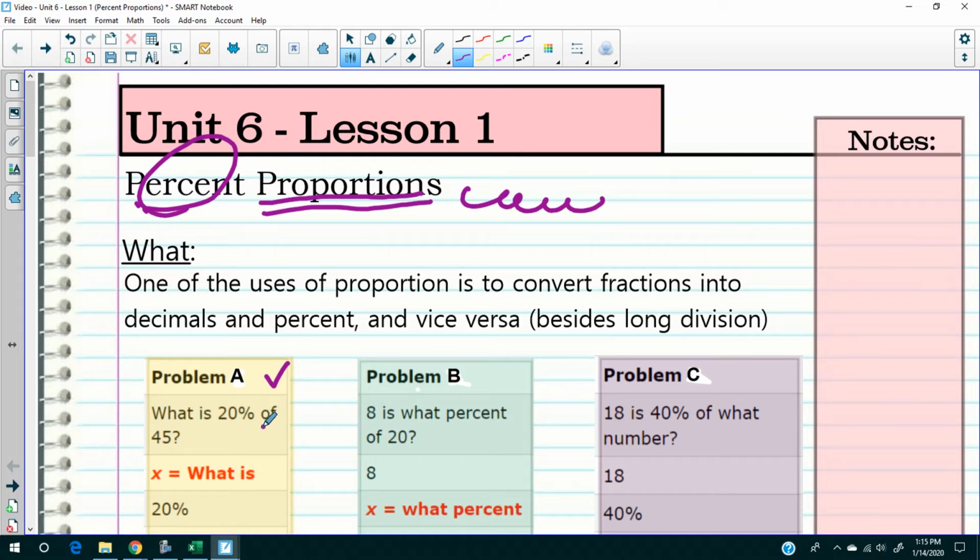So what does "of" mean? Think about that. It means multiply. So what's 20%? That's a decimal, 0.2. And then you could do 0.2 times 45, and then you have your answer, and that's 9, because 2 times 45 is 90. You move the decimal back, so you get 9. There's another way of doing that, and I want to show you what that is today.